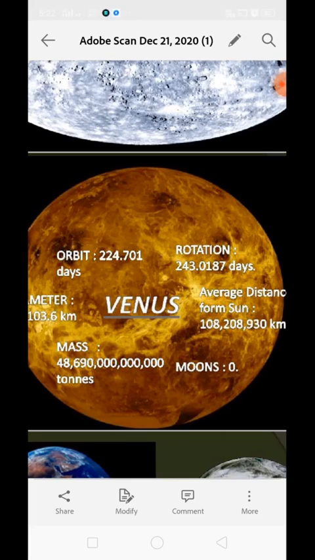As it is the closer planet to the Earth, it is known as twin sister because of the same size. They are having the same size as the Earth. It is difficult to observe the surface of Venus from the Earth. It is always surrounded by a thick layer of cloud which rapidly spin due to constant thunderstorm.